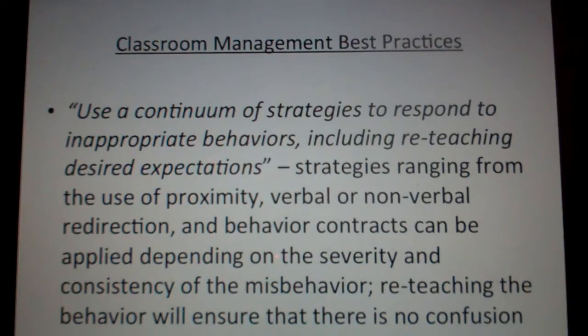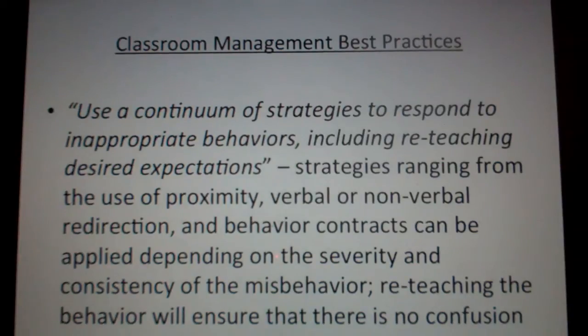So, as teachers, we have lots of strategies in our tool belt. Proximity, standing near the student who isn't paying attention. Verbal, nonverbal redirection can be huge, just catching the student's eye and giving them a quick look, the dreaded teacher eye. Behavior contracts, things like this can all be applied. It's about thinking about what's the severity of the behavior, what's the consistency of the misbehavior. But something that we miss as teachers sometimes is there also might be a call to reteach that behavior, to make sure that there's not a confusion about the expectation.